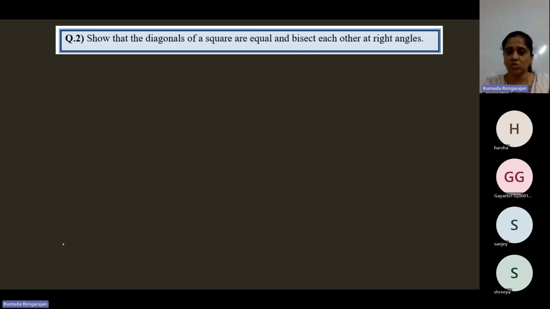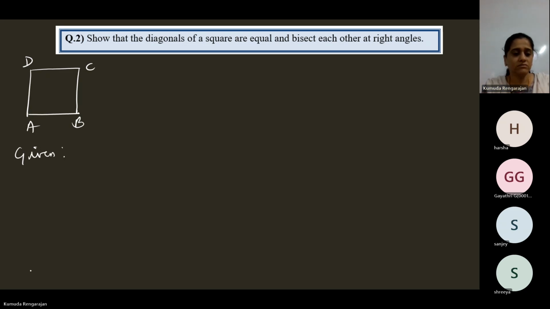Show that the diagonals of a square are equal and bisect each other at right angles. Show that the diagonals of a square. So we are given a square ABCD. Show that the diagonals of a square are equal. So given square ABCD, to prove that diagonals are equal. So AC is equal to BD.